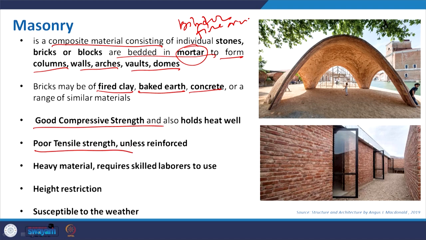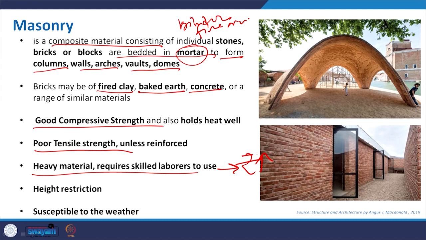In tension it is actually not really good, so the way out is to add something more. We will come to how we can add those. Again, it is a heavy material, it requires skilled labor to use, and that increases the cost. And here you can see how beautifully they can do it.